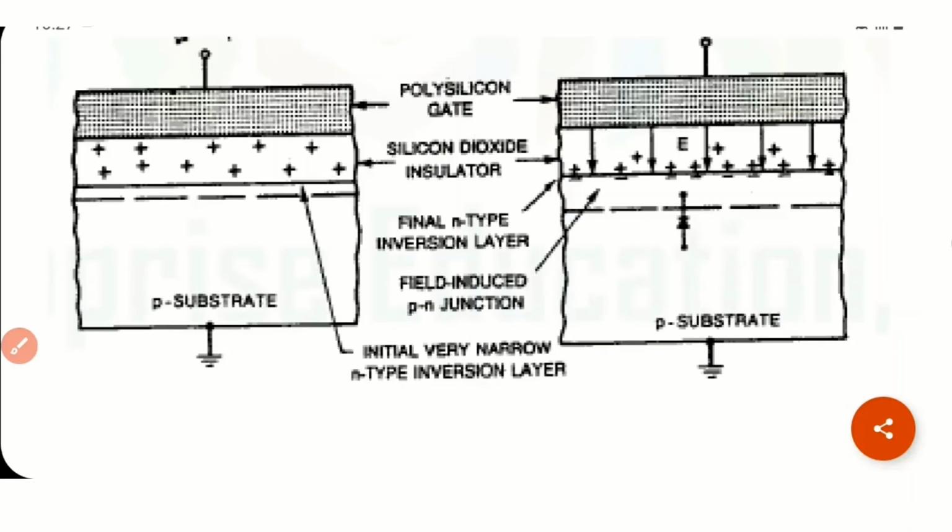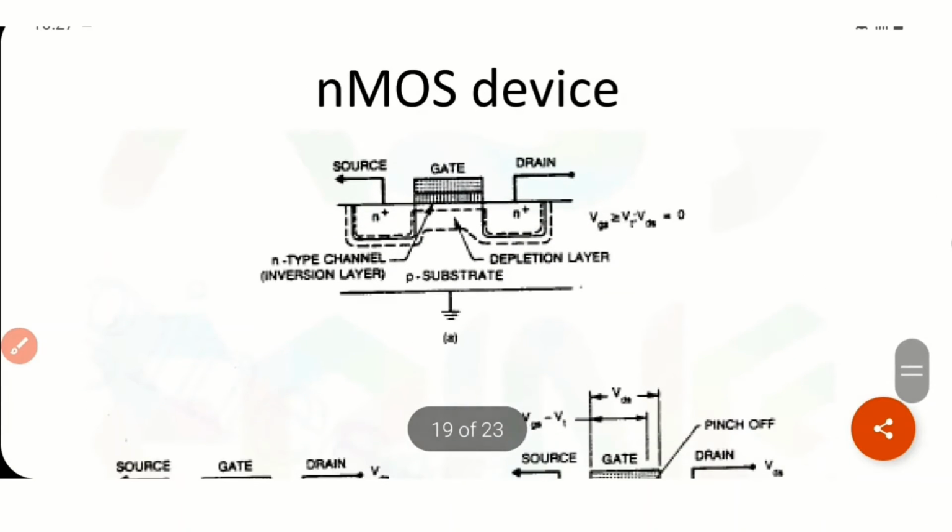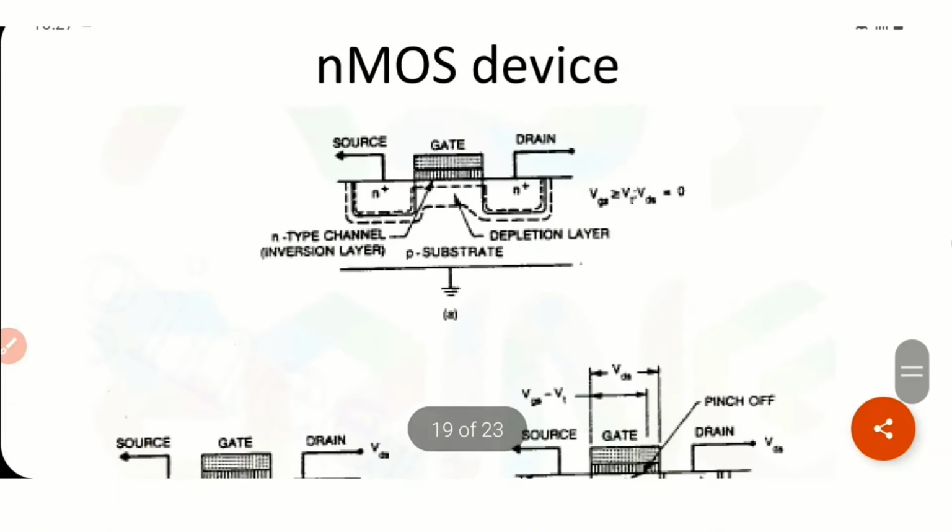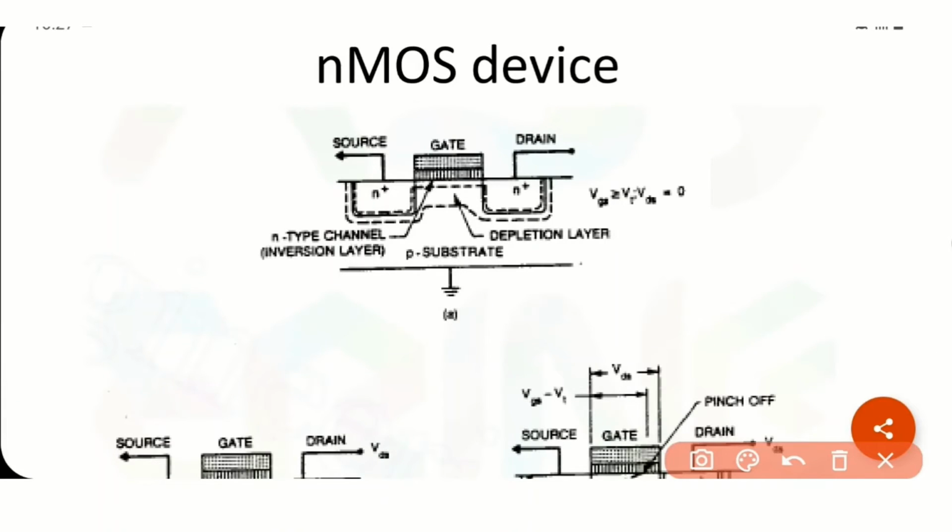So this is just the diagram showing what we have already discussed. This is also the diagram of forming of the inversion layers. This is the NMOS device. You can observe the same things. The P substrate is there. There is the source, the drain, and the gate, and the depletion layer, the layer between the source and the drain, just below the gate. The conditions have been written here: VGS greater than or equal to VT, and VDS equal to 0. So this is what we have already discussed.